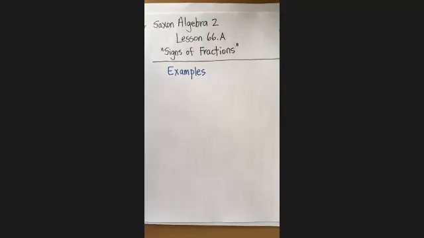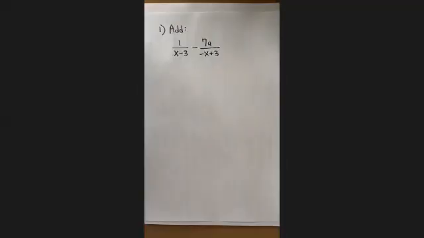Hello, students. This is Saxon Algebra 2, Lesson 66A, Signs of Fractions, and I'll be working example 1. Example 1 says add 1 divided by x minus 3 minus 7a divided by minus x plus 3.